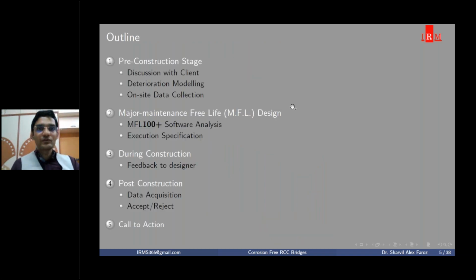So now we can go deep dive into the presentation. Whenever agencies like Bangalore Metro, Chennai Metro, Mumbai Metro, various metro agencies want to construct a new metro project, there is always a pre-construction stage, and during this stage, we, the consultants or the contractors, usually have a discussion with the client about their requirements. Once these requirements are clarified, we move on step by step. As you can see here, this presentation is divided into 5 parts, and one by one we'll go into each stage of this M.F.L design.